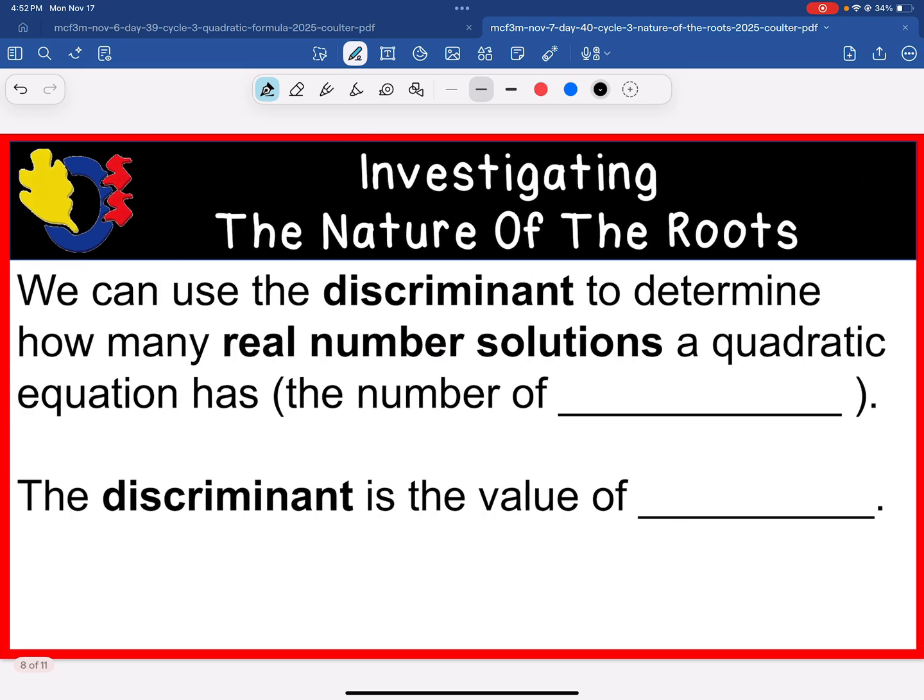Okay, so we can use the discriminant to determine how many real number solutions a quadratic equation has, or in other words, that's the number of zeros or x-intercepts or roots. Okay, so these words are all used interchangeably.